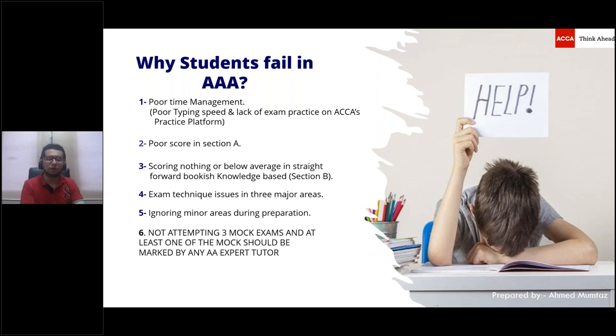Last but surely not the least, you should attempt 3 mock exams on the ACCA practice platform, and at least 1 mock exam should be marked by an expert AA tutor. So you have got to make sure you are attempting the mock exam pretty soon.